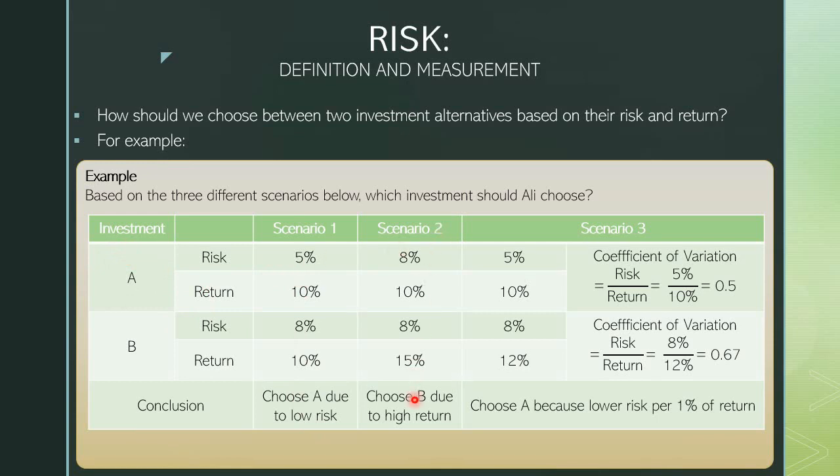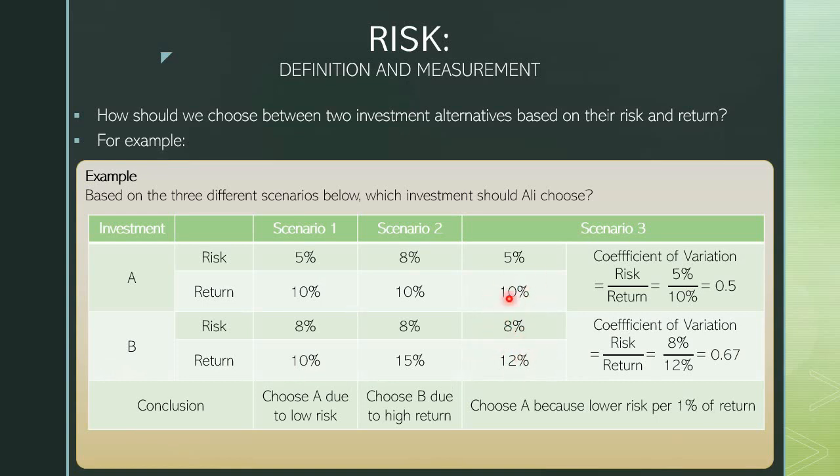For scenario 2, we can see the risks are similar, only that stock B has a higher return compared to A. So we choose B because of the higher return. But for scenario C, we can see stock A has lower risk compared to B, but also lower return. If we choose B, we get a higher return, but we also have to bear the higher risk.